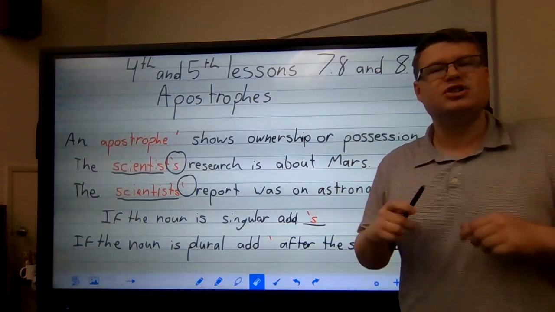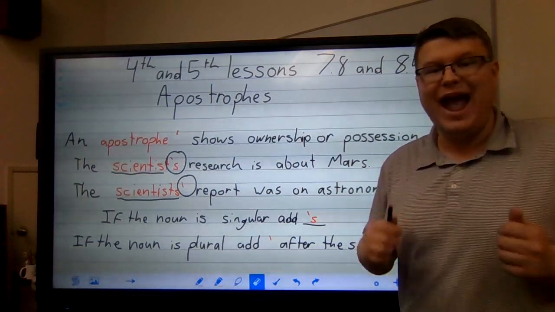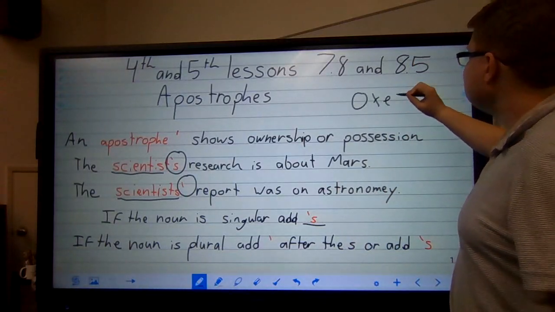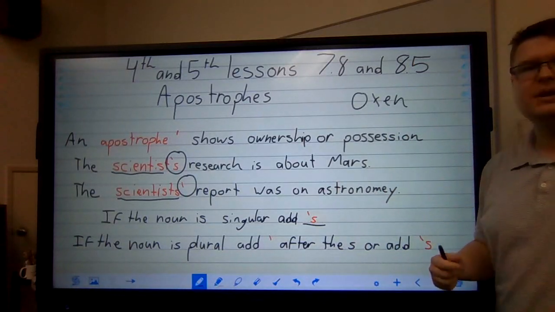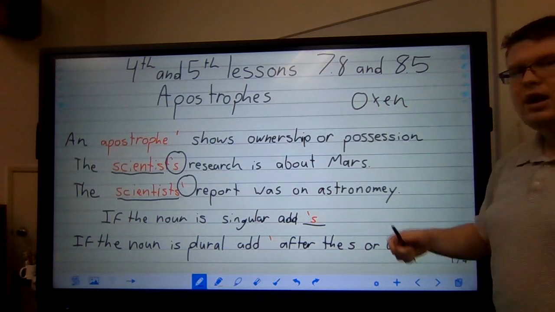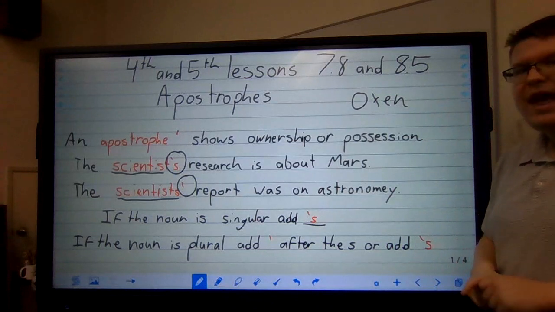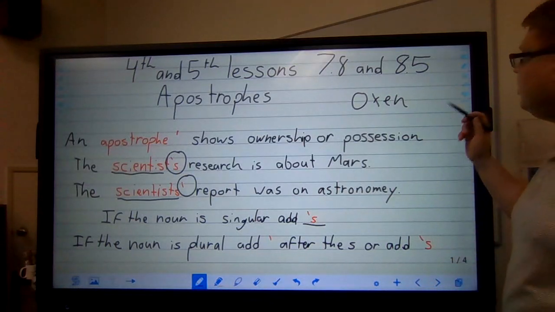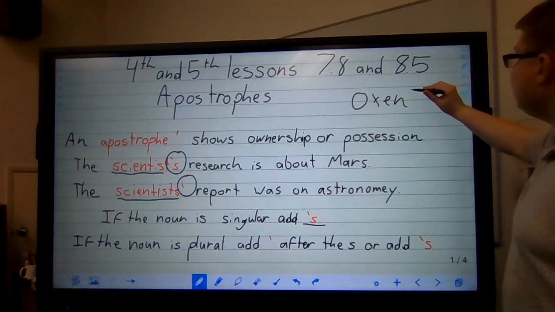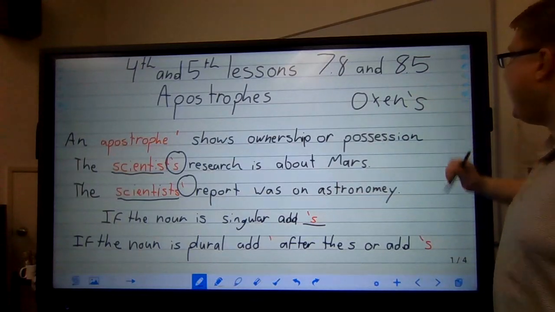However, there are some plural nouns that don't end in S. An example being oxen. There are multiple oxen in this word. There's not just one ox. If there is a plural noun that does not end in S, you will add an apostrophe S after it.